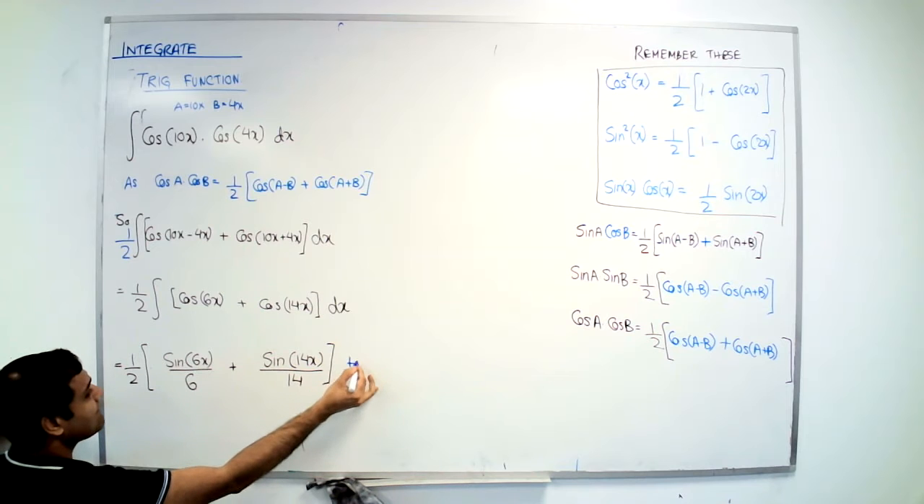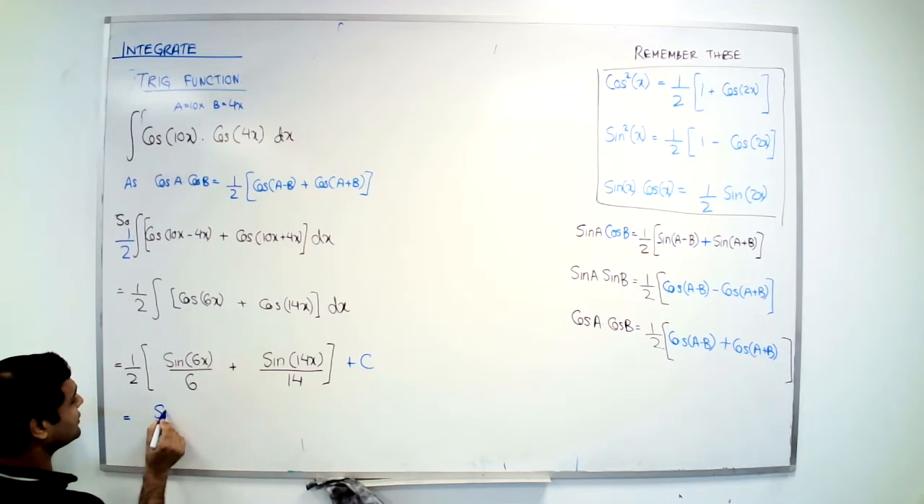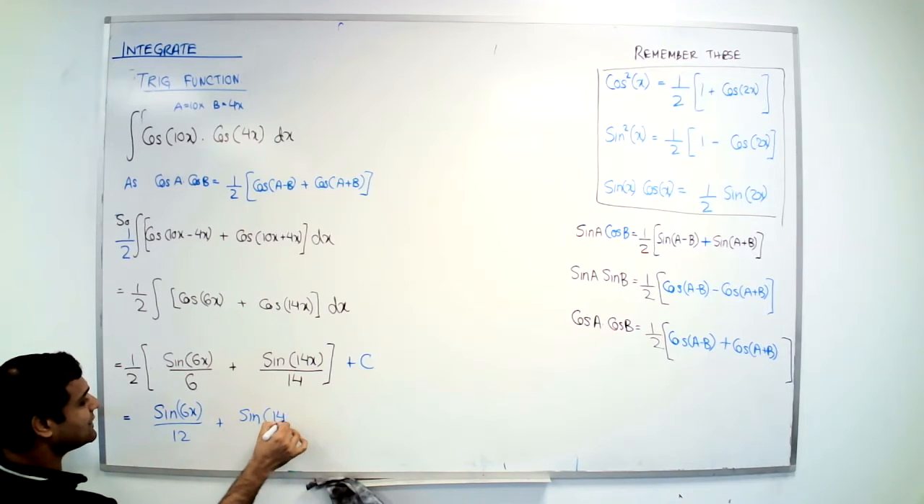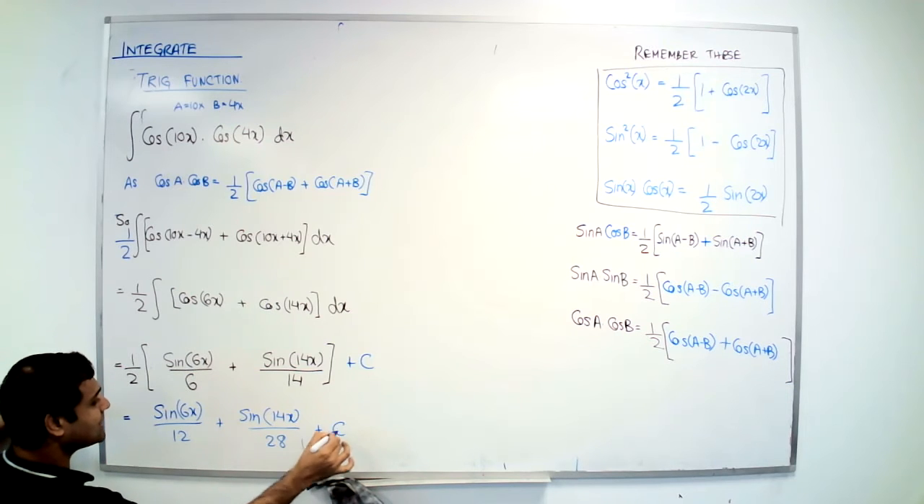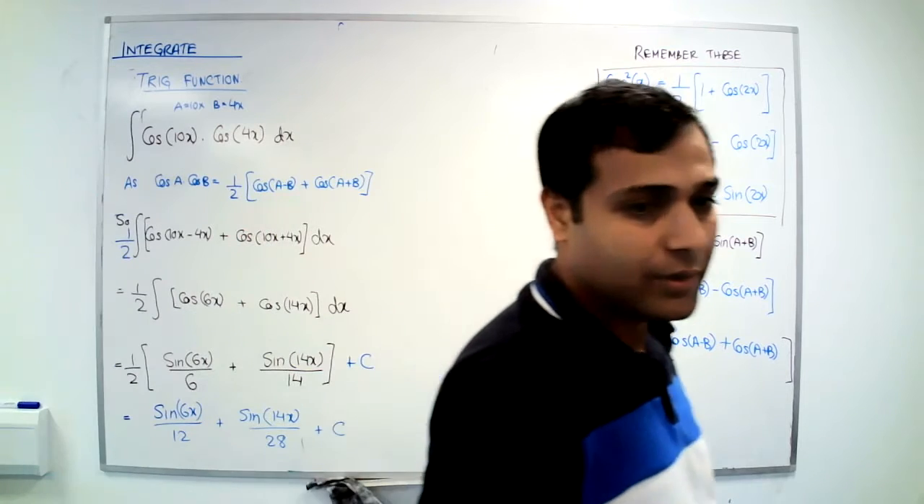Plus a c. You can simplify that one if you want. There's a 2 and there's a 2 common, or multiply the 2 inside as well if you want to. That becomes sine 6x over 12 plus sine 14x over 28 plus a c. And that's your answer.